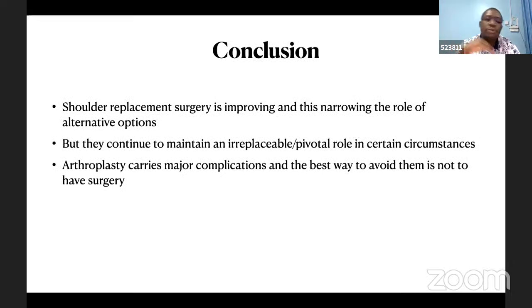So in conclusion, shoulder replacement surgery is improving, and this is narrowing the role for the alternative options, but they continue to maintain an irreplaceable role in certain circumstances, as I've outlined, and arthroplasty carries major complications. So one should not just dash to do arthroplasty when there are joint saving procedures, because the best way to avoid the complications of arthroplasty is to avoid the arthroplasty in the first place. Thank you very much.